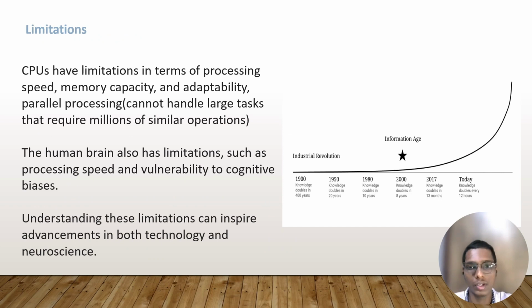Now, let us look at the limitations of a CPU and a human brain. CPUs have limitations in terms of processing speed, memory capacity, adaptability, and also parallel processing, as they cannot handle large tasks that require millions of similar operations. The human brain also has limitations such as processing speed and vulnerability to cognitive biases. In this graph, you can see the limitation of the human brain according to age. Understanding these limits can inspire advancements in both technology and neuroscience.